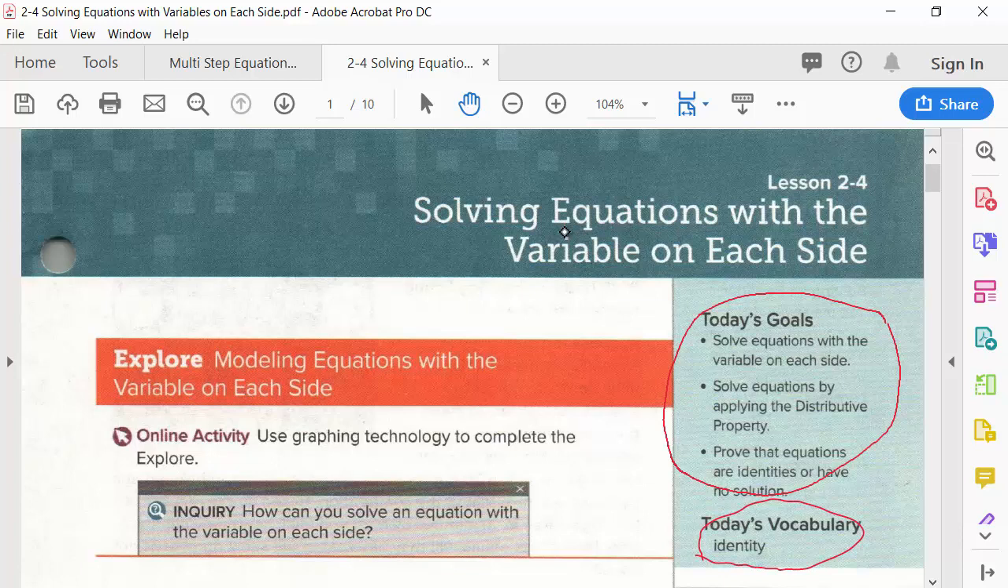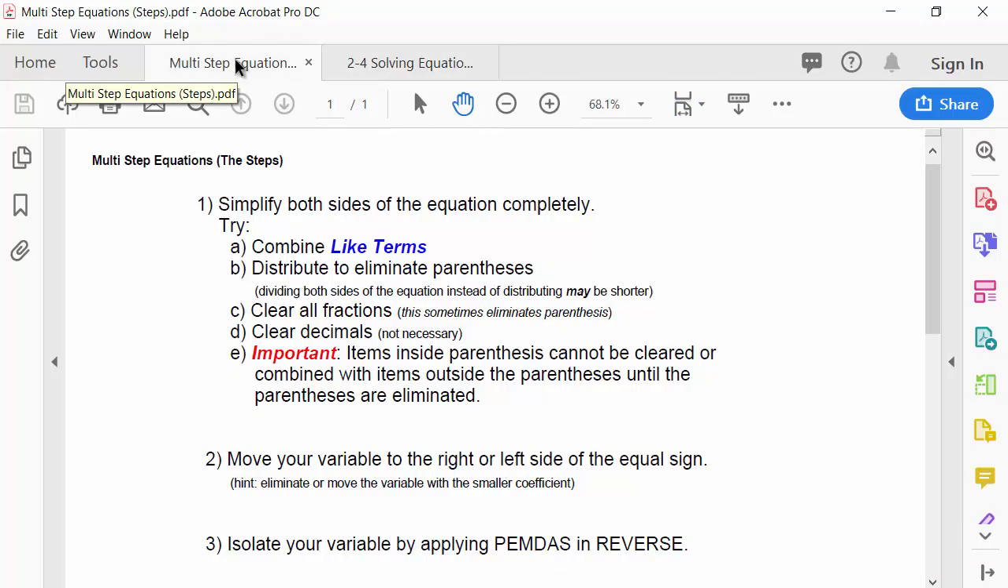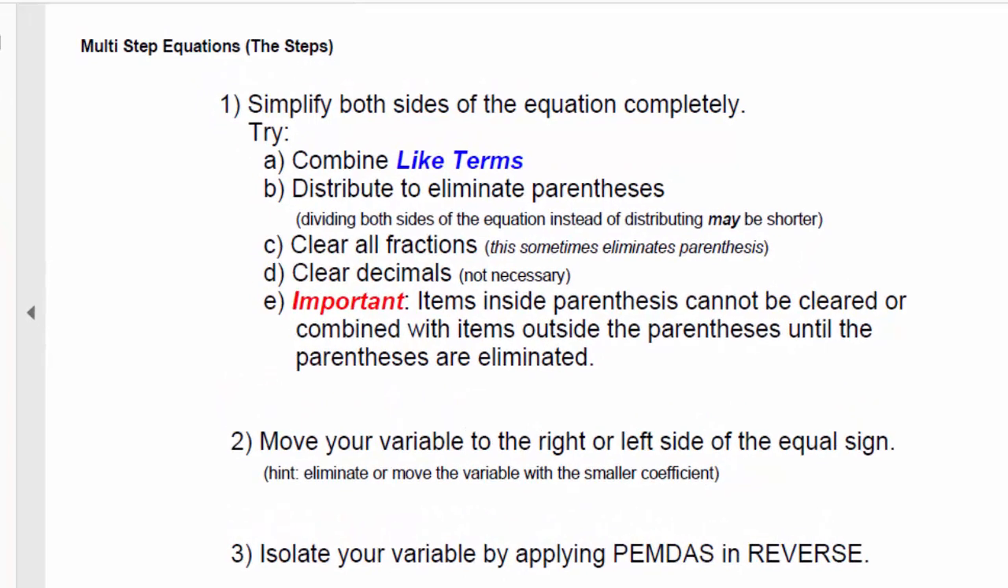Now, there is a PDF that accompanies this video. You might want to download it, print it out, and place it in your binder, and it should look like this. And these are the steps that we're going to use from here forward to solve multi-step linear equations.